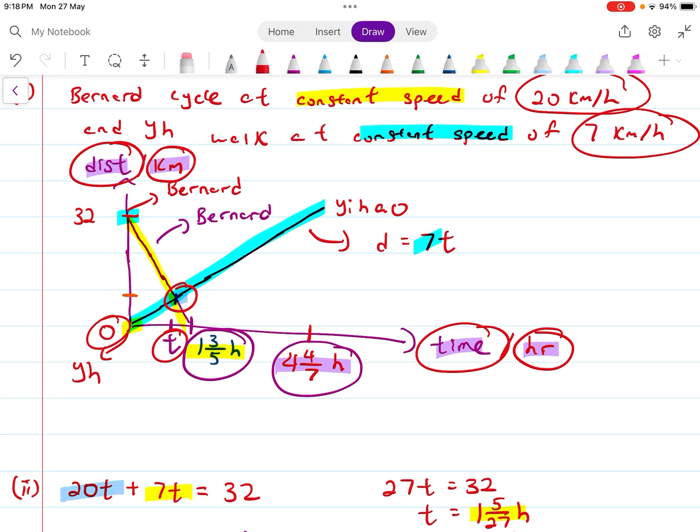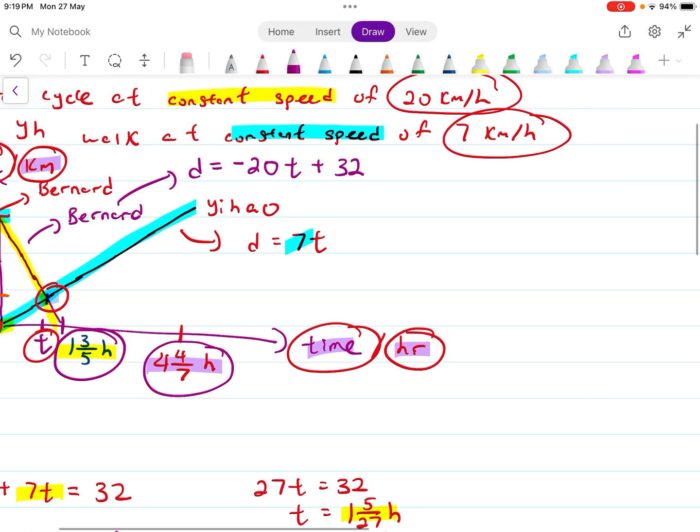Then we have the Bernard equation also. Let me write it down here. You can see the Bernard equation is y equals negative something x plus c. So distance is equal to negative, and I know that the gradient is negative 20, so I put negative 20t plus the y-intercept. The y-intercept obviously is 32, so this is 32 kilometer, something like that.